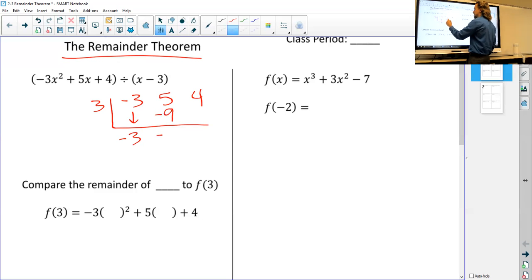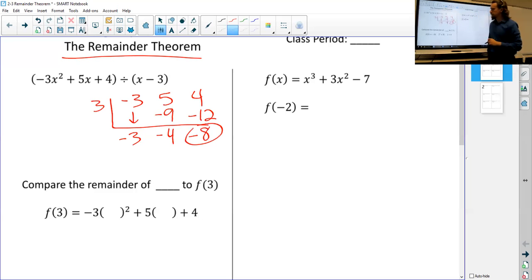5 minus 9 is -4. 3 times -4 is -12. And then yesterday, this always came out to 0 right here, but 4 minus 12 is -8. So -8 becomes our remainder. And what that tells us, before we do anything else, is that x minus 3 is not a factor for our original -3x squared plus 5x plus 4, which means 3 is not a solution, okay? Because we have this remainder left.